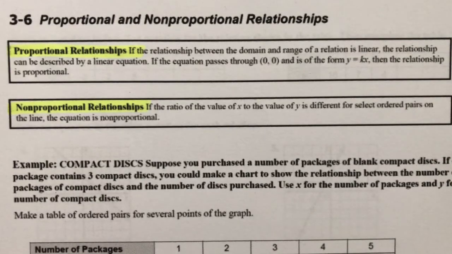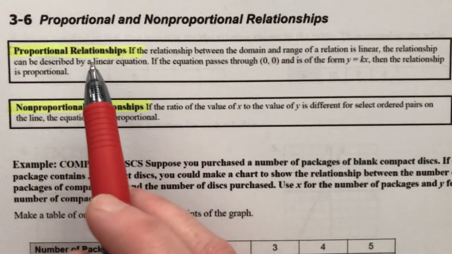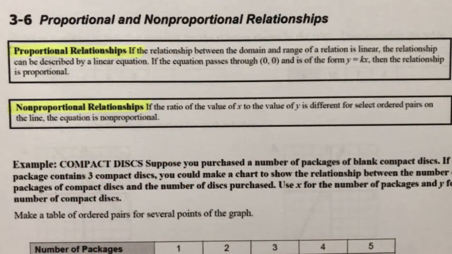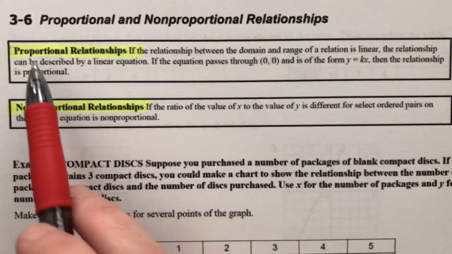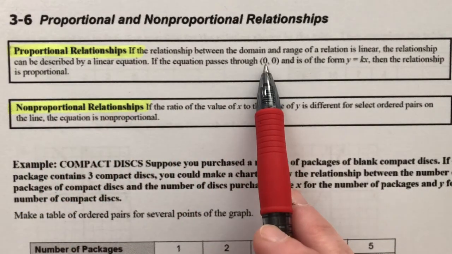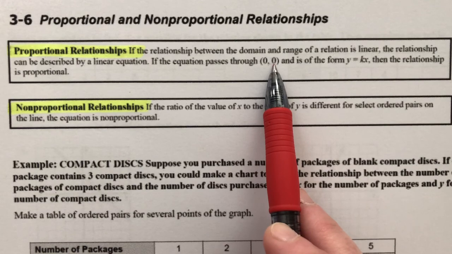This is lesson 3.6, all about proportional and non-proportional relationships. So basically a proportional relationship is when you have a linear equation, meaning when you graph the solutions to a linear equation, it forms a straight line on a coordinate plane. It has an x and a y, an independent and a dependent variable. And it's proportional if 0, 0 is a solution.